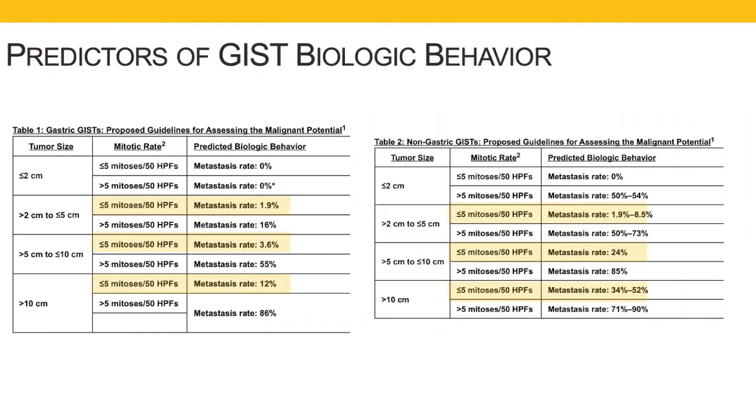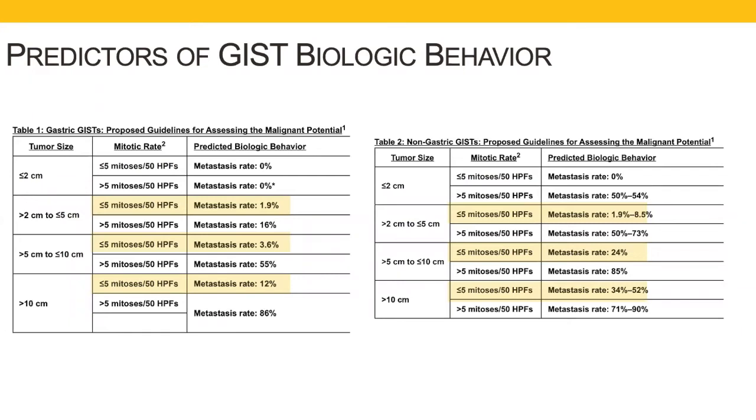So as Dr. Vreeland said, the thing that matters most is the size and the mitotic rate. And you can use these two features of an individual patient's tumor to determine the biologic behavior of their GIST. So you can see here, the left table is gastric GIST and the right table is non-gastric GIST. I highlighted in yellow those that are low grade, so less than 5 mitoses per high power field.